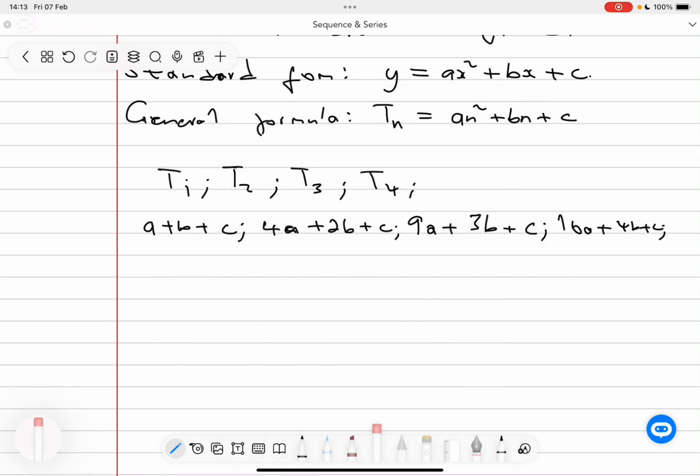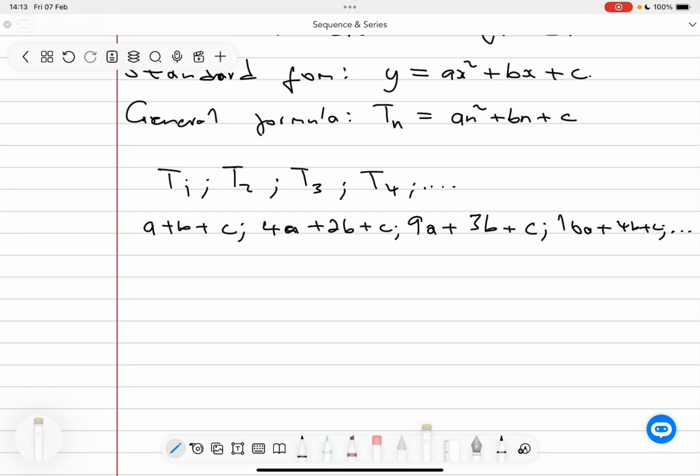Now I'm going to stop here because I believe you can see the pattern: if you want any term in this sequence, we use this general formula. So this sequence, you can continue going like that to T4, T5, T6, T7, and so on, becoming an infinite sequence.